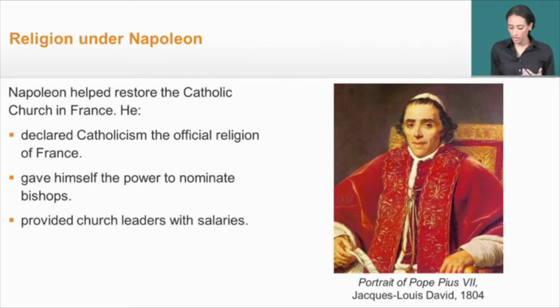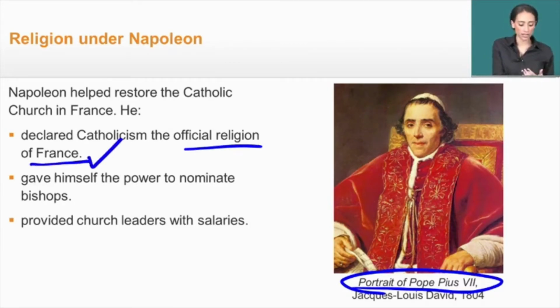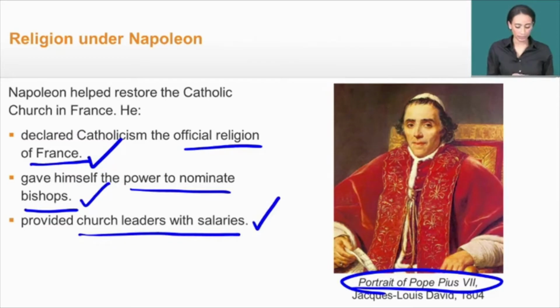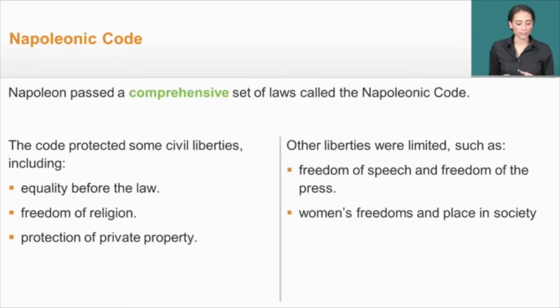And in the image on the screen here, we see the new Pope at the time, Pope Pius VII. He also tries to reestablish Catholicism as the official religion of France. And he gives himself the power to nominate bishops. So again, we see that he's overreaching this absolute power that he takes. Finally, he's going to provide church leaders with salaries. Now, he also establishes something called the Napoleonic Code. So let's take a moment to look at what that was.